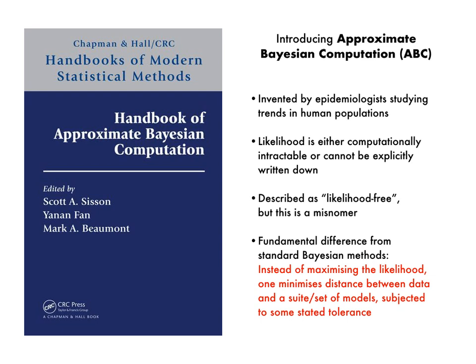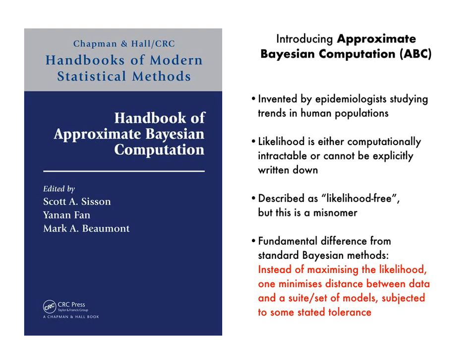And the likelihood may be expressed not just through the writing down of equations. It can be expressed through simulations, and it can also be expressed empirically through data. And the fundamental difference from standard Bayesian methods, as far as I can tell, is that instead of maximizing the likelihood, one minimizes some abstract distance, like a Euclidean distance, between the data and a set of models, subject to some tolerance on the difference between the data and the model.